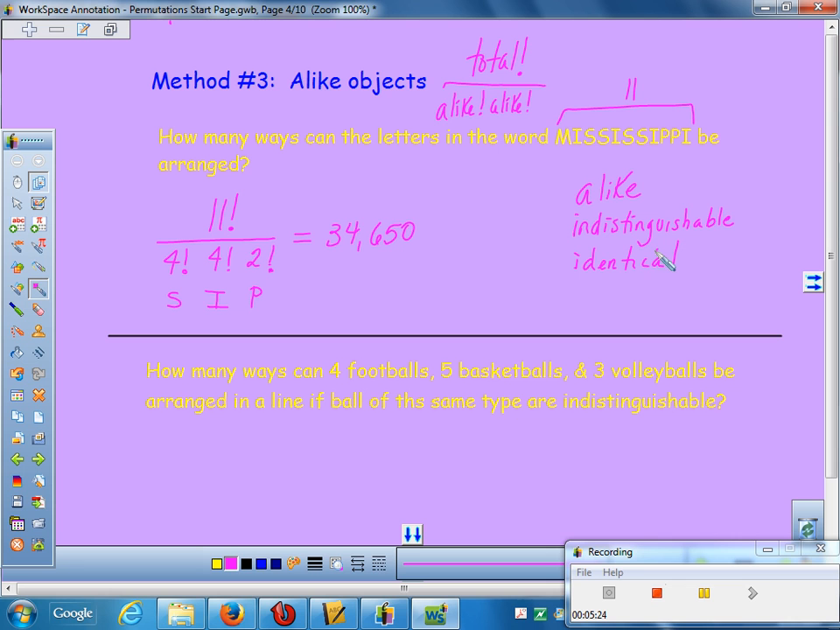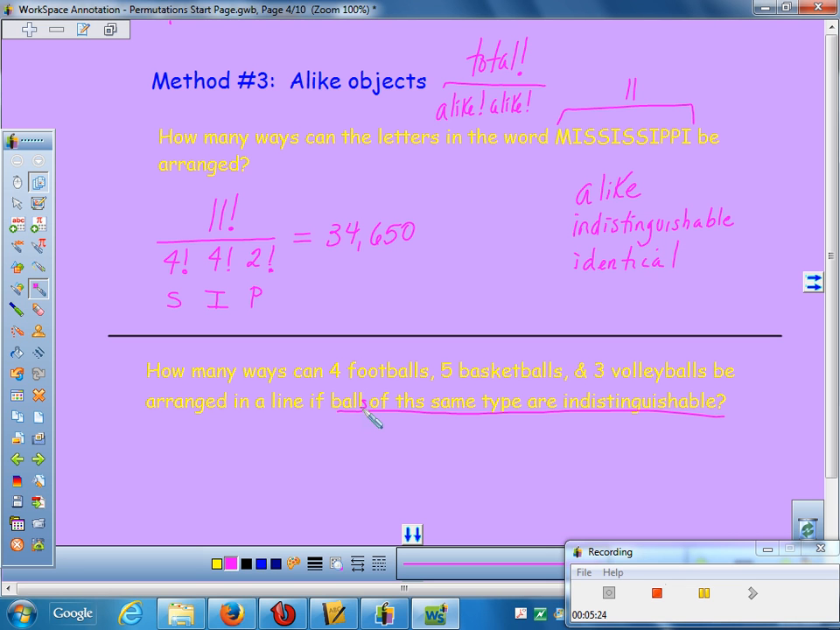All right, so here's an example that's maybe not so obvious. We've got 4 footballs, 5 basketballs, 3 volleyballs. We're going to arrange them in a line on the gym floor. But, this is the important part, balls of the same type are indistinguishable. What's that mean? The 4 footballs all look exactly alike. The 5 basketballs all look exactly alike. So you can't tell them apart. They're brand new balls. They have no markings on them. They all look the same.